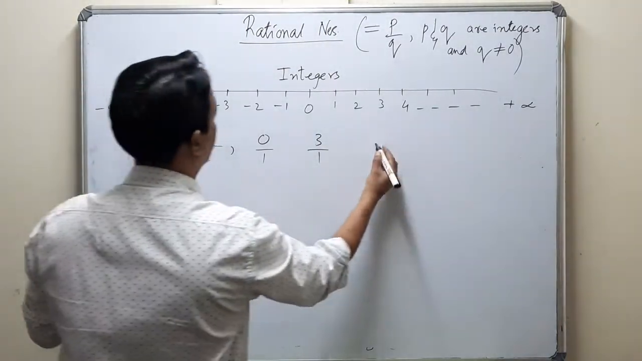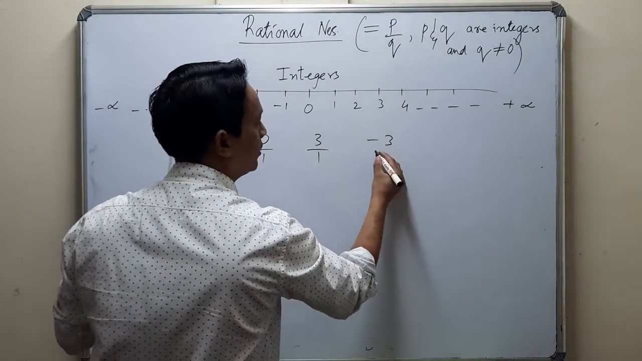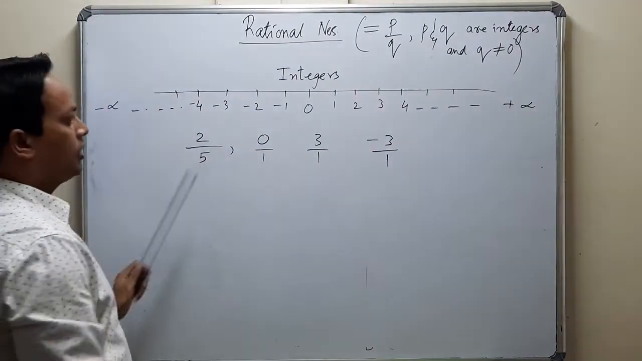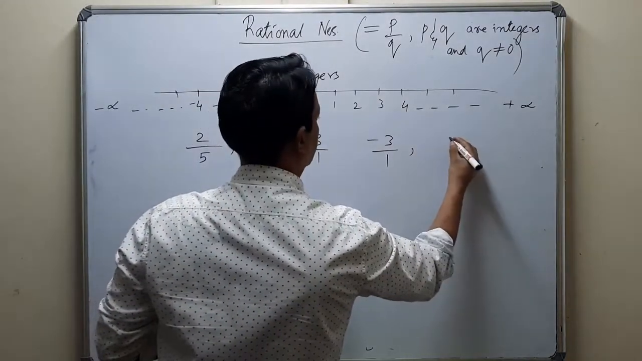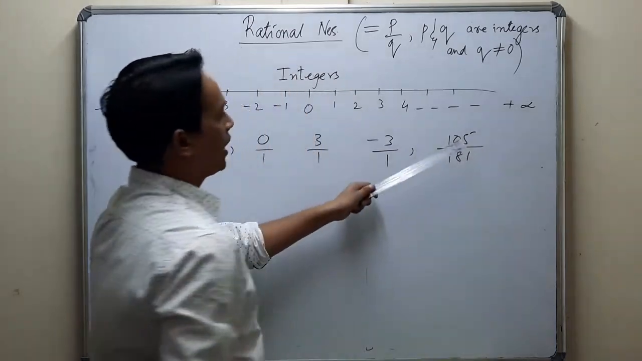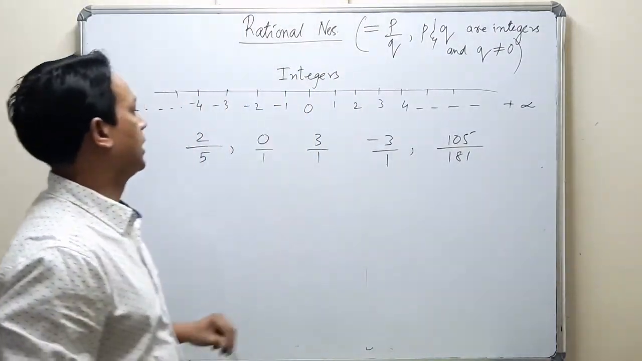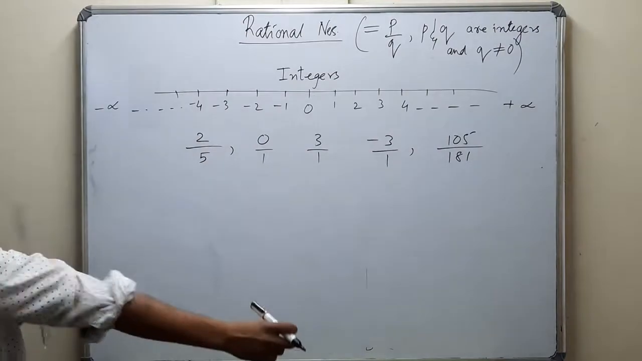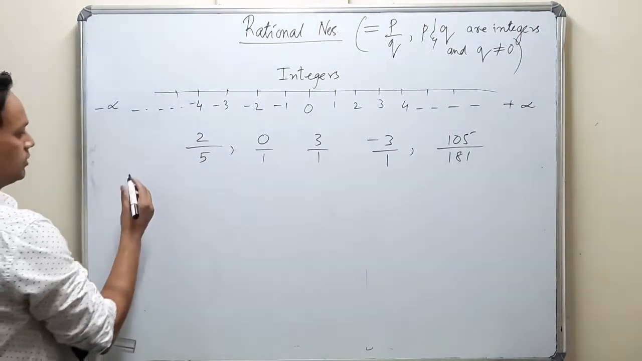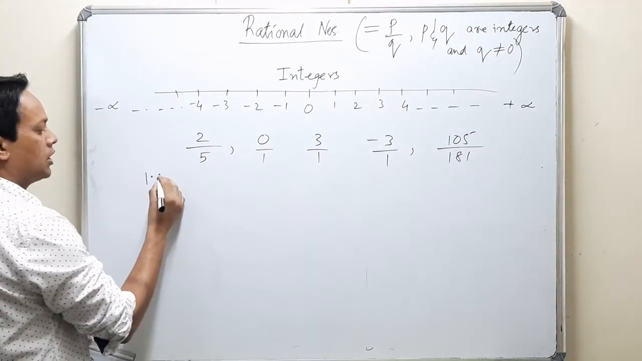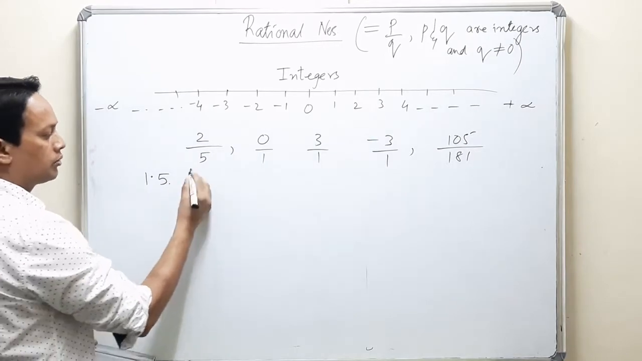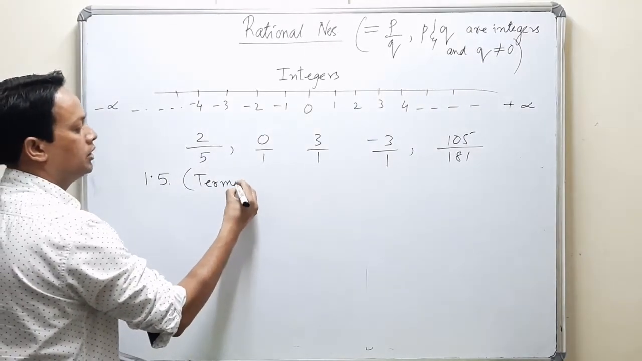Similarly, the negative numbers, you can take -3, -5, any number. If there is no number below, we take it as 1. So all these are rational numbers. Or you can say 105 by 181, whatever number. If you have an integer on top and an integer below, it's rational. Now let's look at the decimal numbers. In maths, we actually have 3 types of decimals. The first type of decimal, say 1.5, stops. This is called a terminating decimal. Terminating, because it stops.